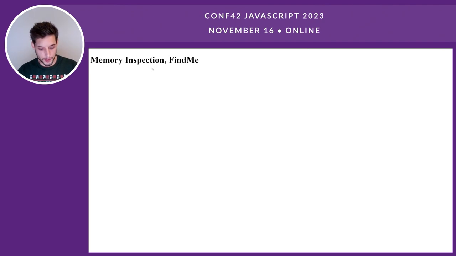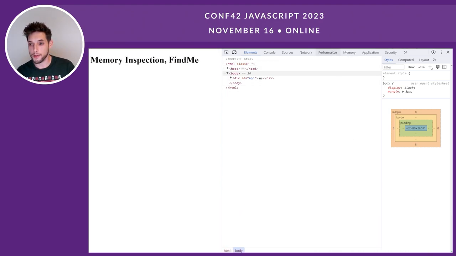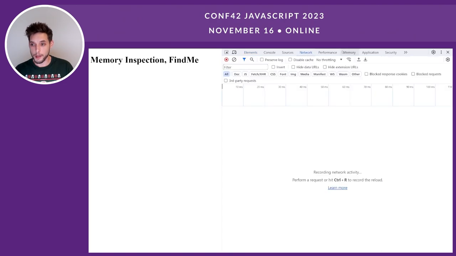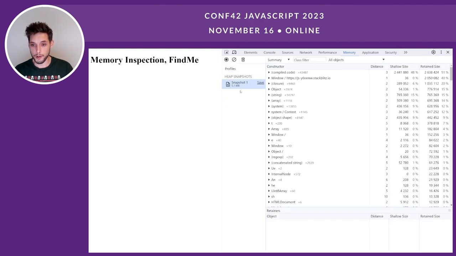So we have just the title here. We will open now the memory tab. I've opened the Chrome DevTools. We don't need the performance monitor for now, but let's take a look at the memory tab here. The first thing we want to do is collect garbage. Then we want to take a heap snapshot. And as we can see, 5 megabytes, pretty large for just the title.